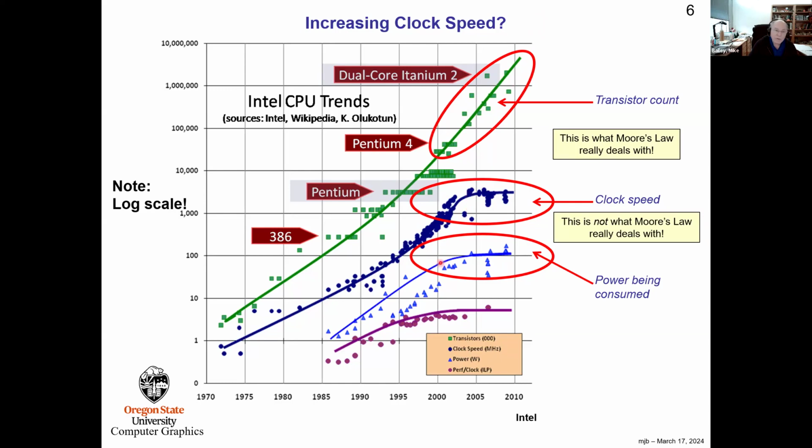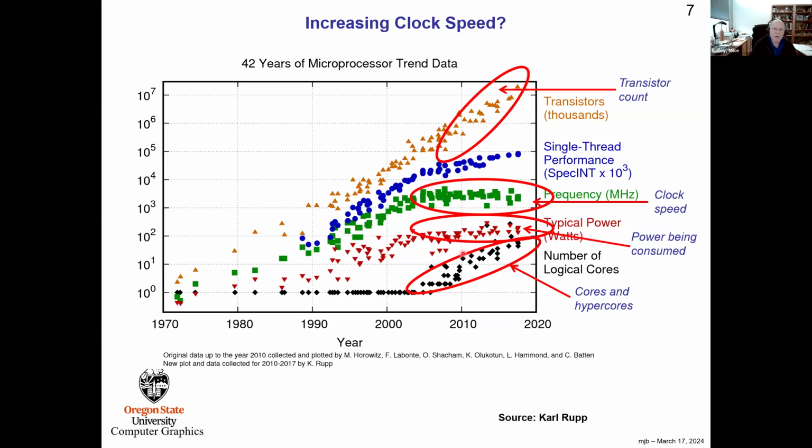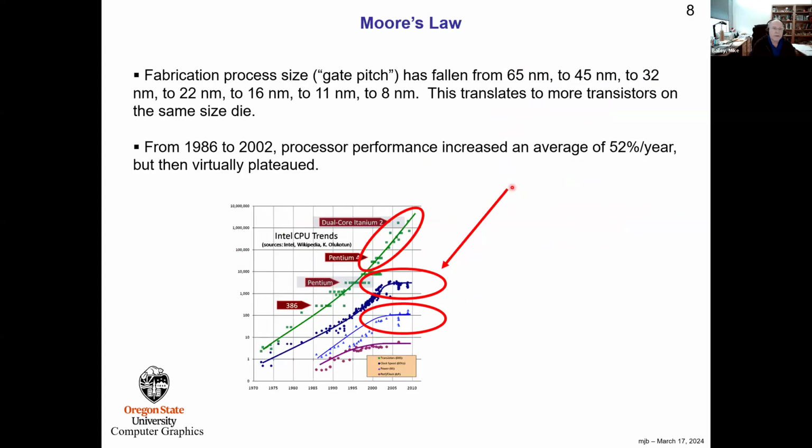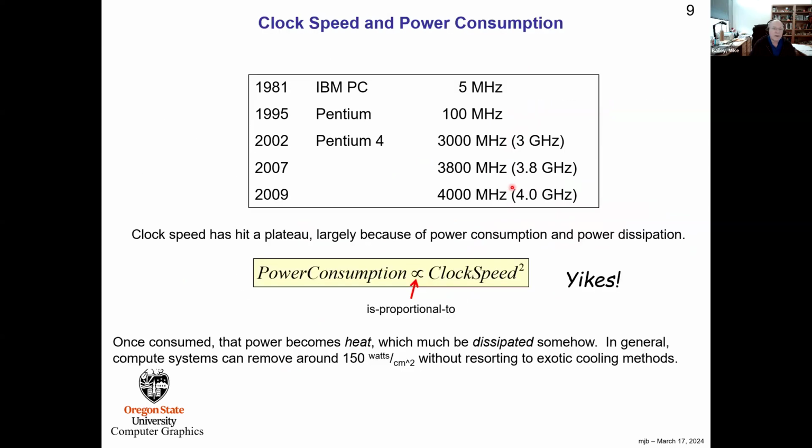Okay? And here's the reason. Power consumed. And this is really important. We can look at some other diagrams of this, but again, clock speed, megahertz, gigahertz, leveled out. Okay, why is this? It's because in order to power a chip, the amount of power you have to put in is proportional to clock speed squared.